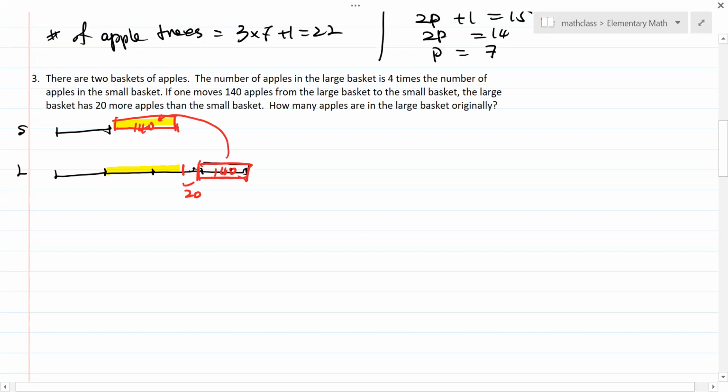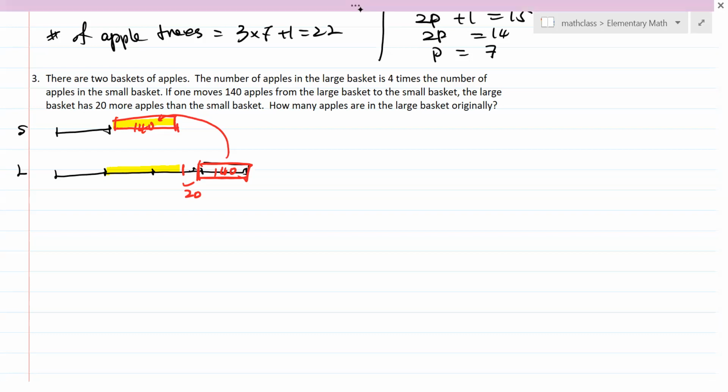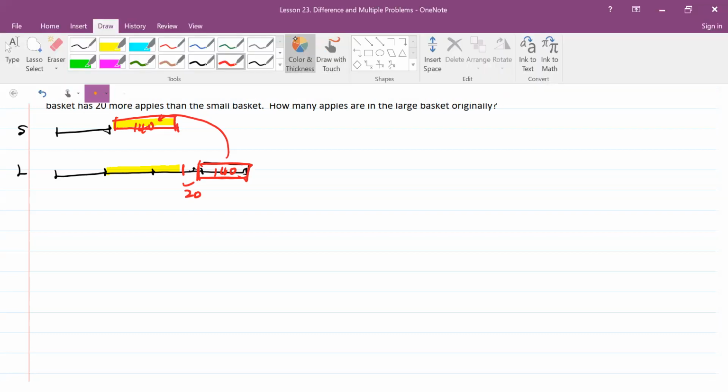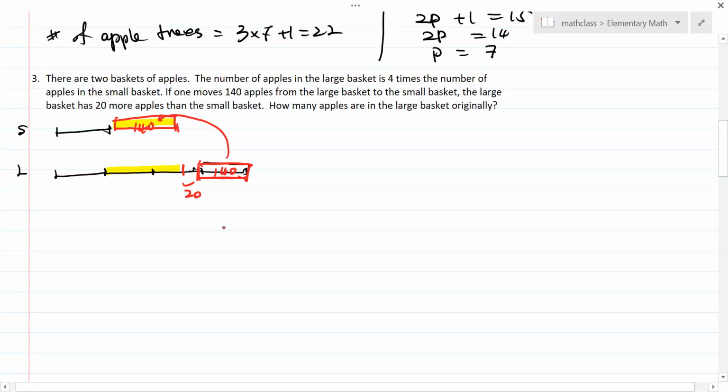I think, let me just reschedule. This is a little bit hard to see. So that means, look at this. This is 140, right? That means 140 plus 140 plus 20 is equivalent to the three sections. One section means the number of the apples in the small basket. Got it? Okay. So clear, right?